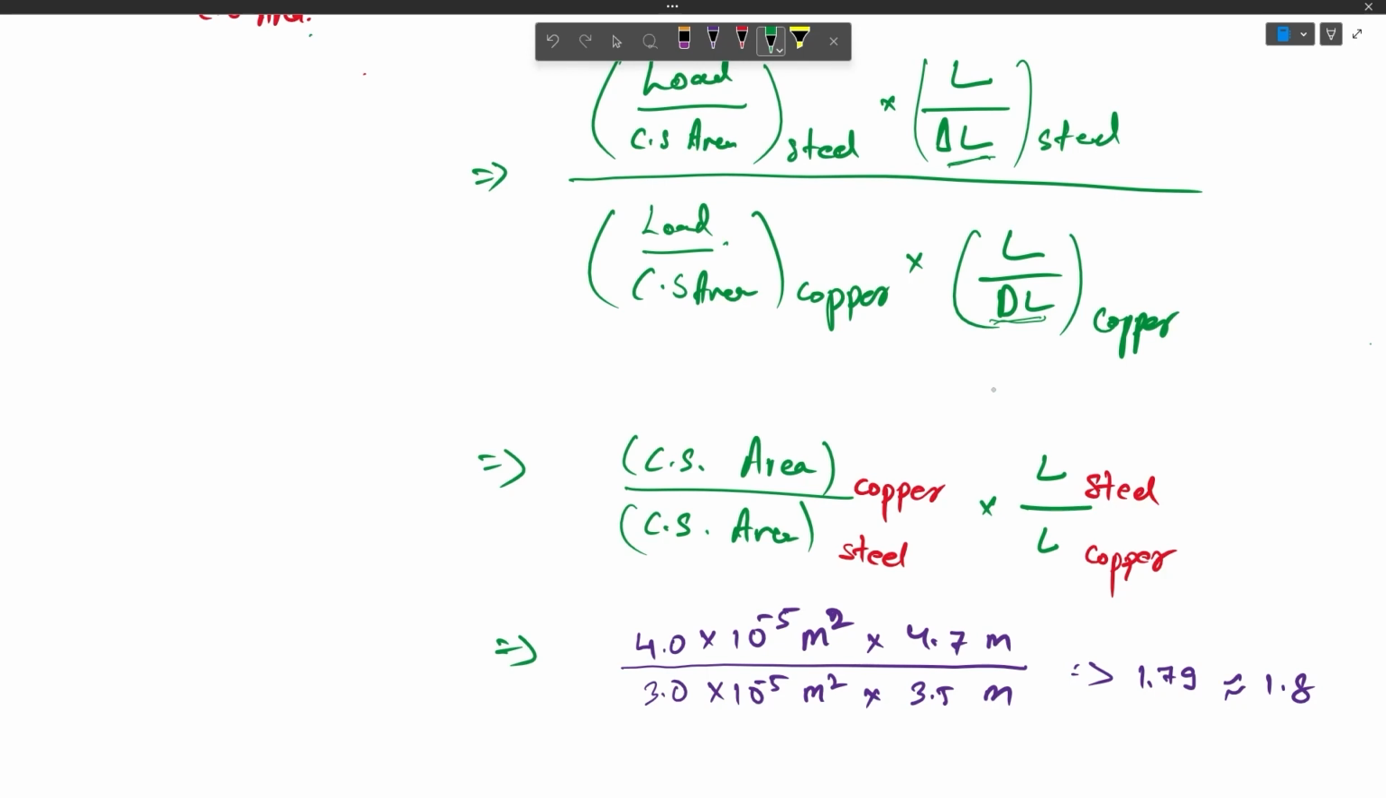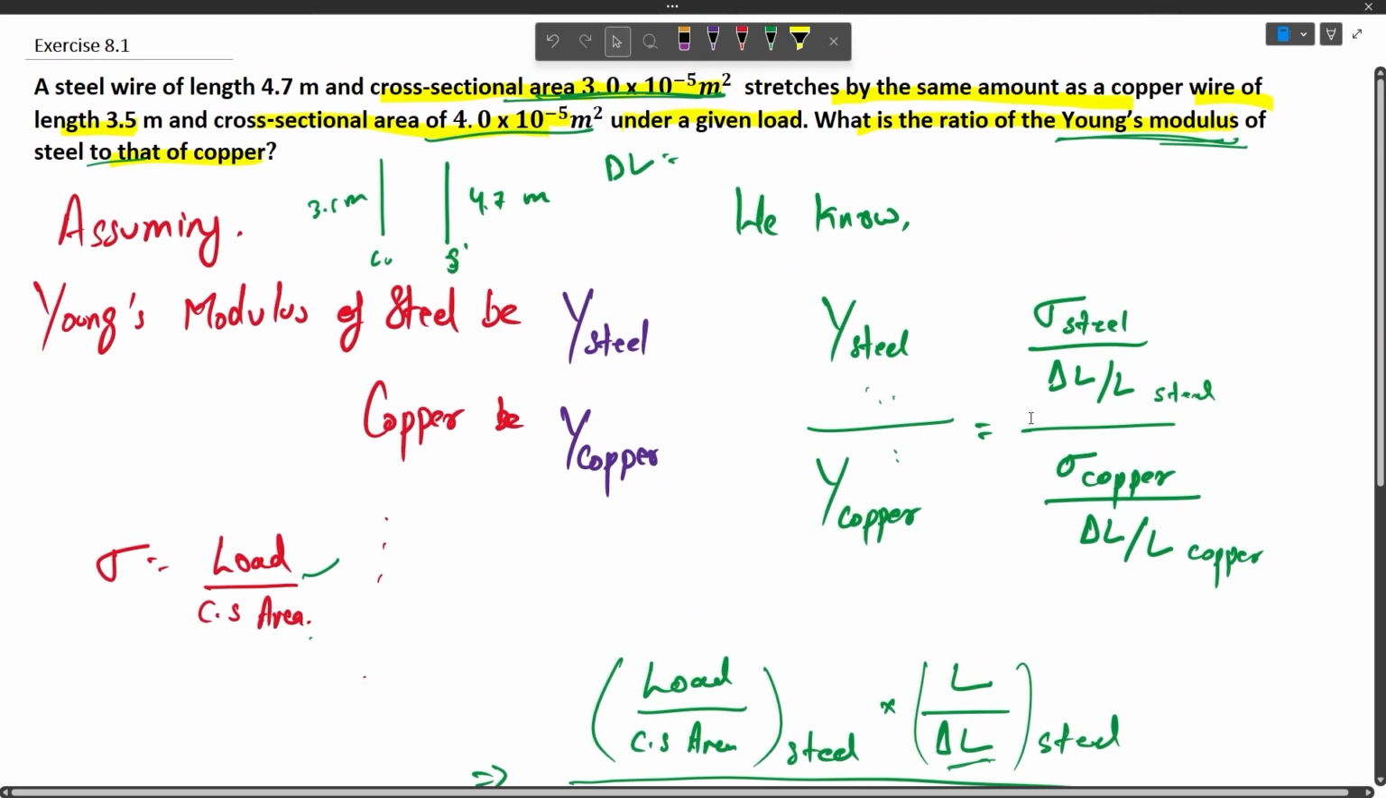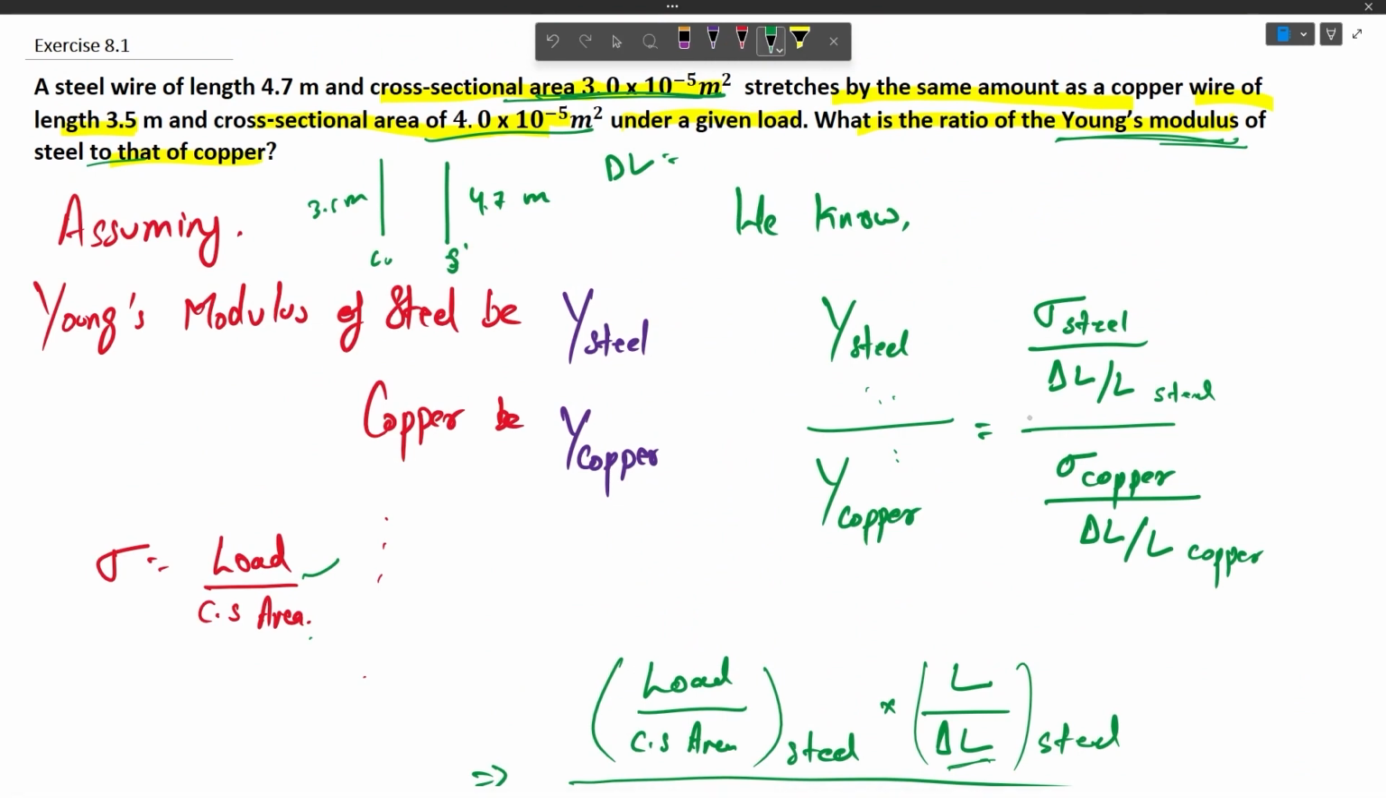Now when we use the real values of Young's modulus of steel and divide with copper, we also will get a value similar to 1.8. So the ratio of Young's modulus of steel to that of copper is 1.8 as calculated. Thank you.